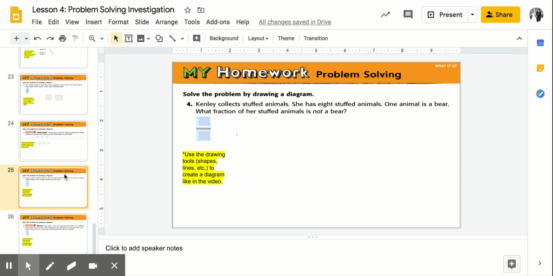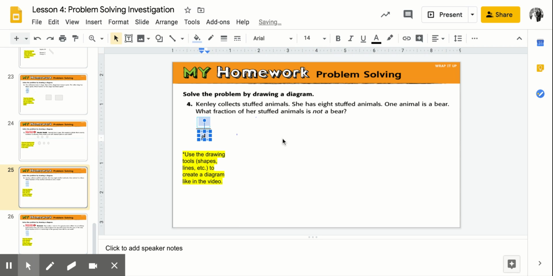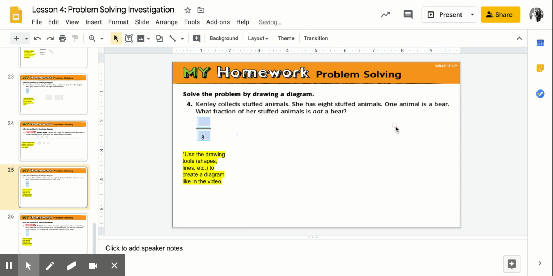All right, so this is the last one I'm going to do with you guys, just because once again, like I said, this is kind of a review, but this one a lot of you missed. So it said, Kinley collects stuffed animals. She has 8 stuffed animals. Guys, they're telling us our total. So we know our denominator is the total number of parts. Well, she has 8 stuffed animals. And 1 animal is a bear. So what fraction is not a bear?